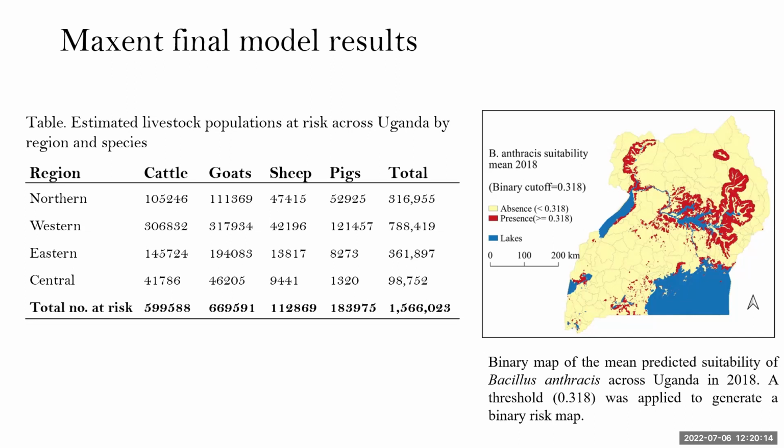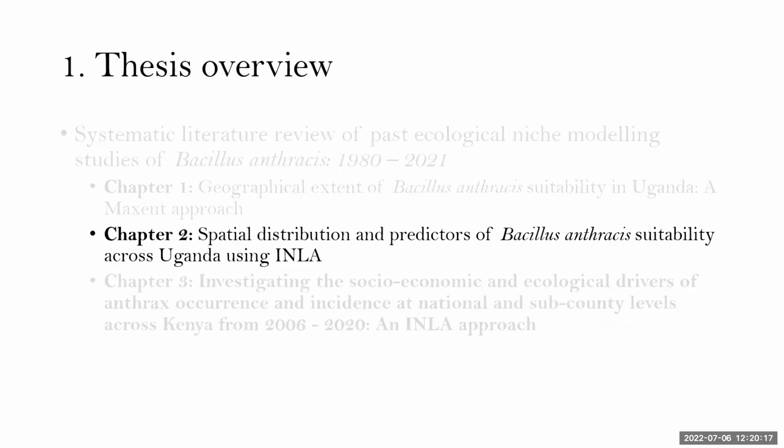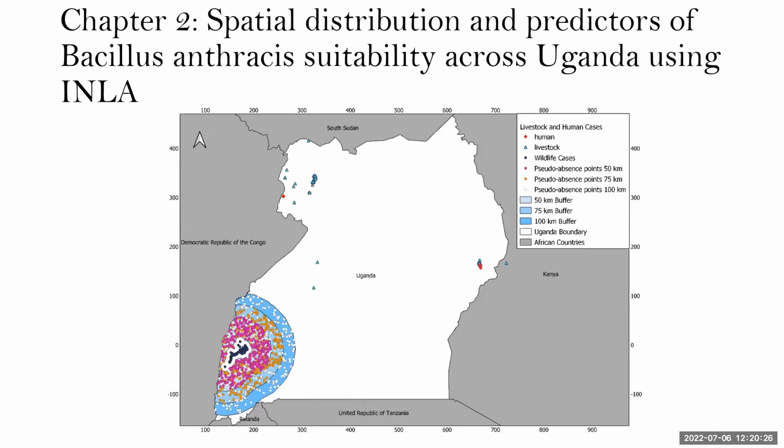I then ran a similar model, but using INLA this time. So in the second chapter, I looked at the spatial distribution and predictors of Bacillus anthracis suitability across Uganda, but now using INLA. I specified the number of background points and randomly selected them from the target buffer. I referred to these as pseudo-absences, and the ratio of presences to pseudo-absences was 1:1. And the navy blue circles here show wildlife cases used for model training, and the blue triangles show livestock cases, red diamonds here, human cases. So this is just the same data set.